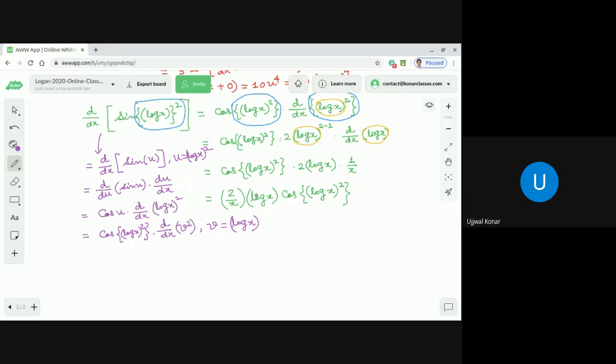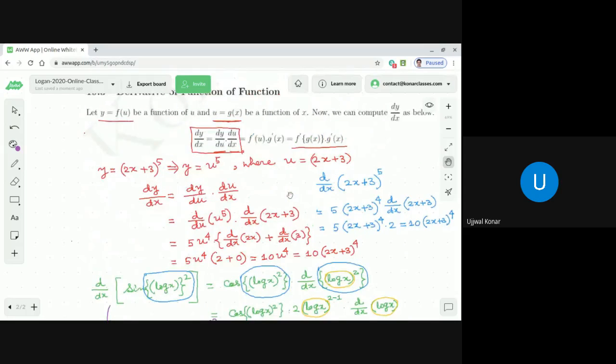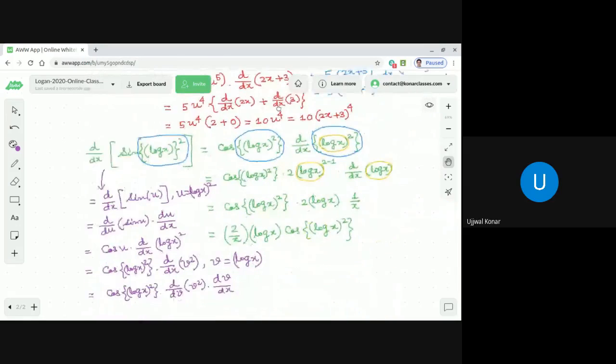So now we assume another variable v. v is equal to log x, correct or not? But d dx of v square we directly cannot do now. So whatever is there, let's write it down: cos of log x whole square into d dv of v square into dv dx. Correct or not? Same thing we have learned: dy du into du dx.